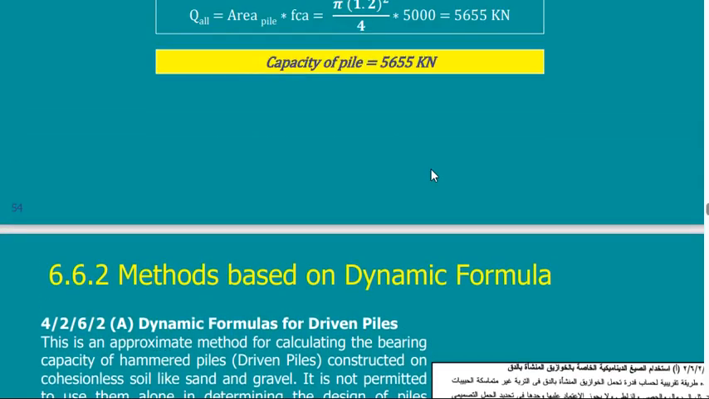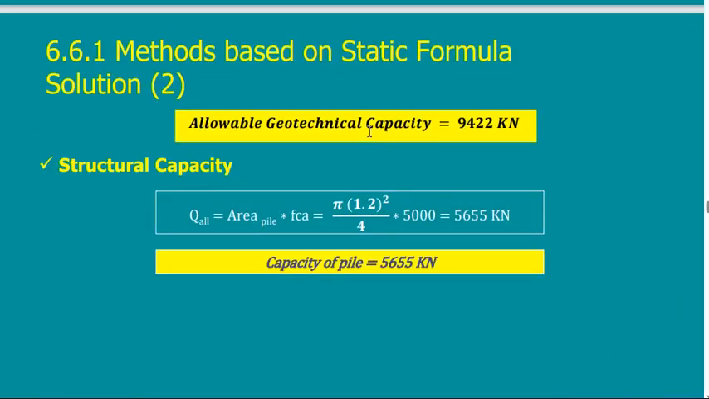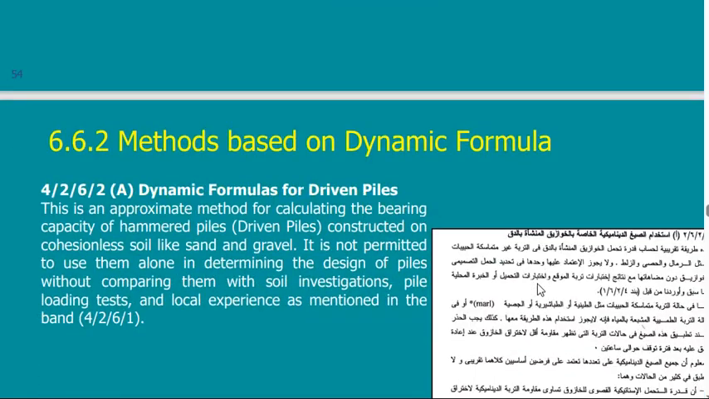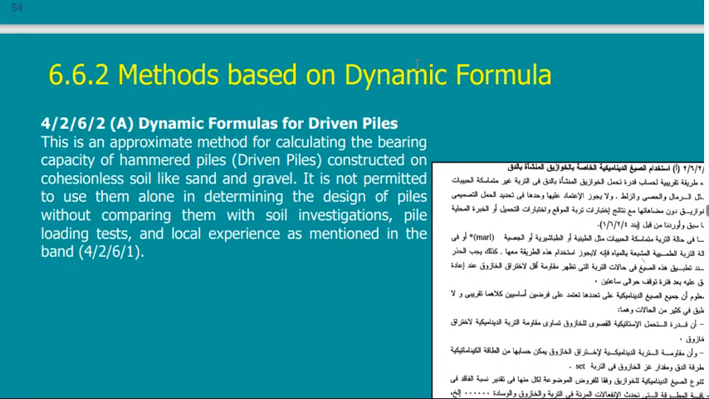So this is the second type of calculation. The third type is the dynamic formula, and we said the dynamic formula is very important for driven piles. So the first method is for the bored piles that are less than 60 centimeters. The second method is for the bored piles that are more than 60 centimeters. The third type is mainly for the driven piles. Of course, any one of them can be used for the other, but with some modifications. But this is the main.